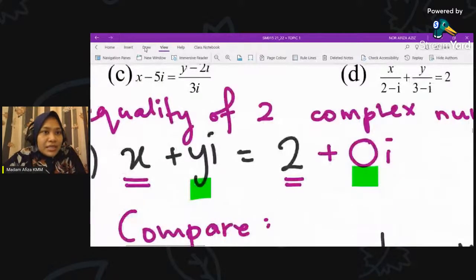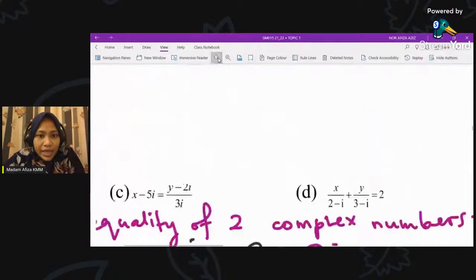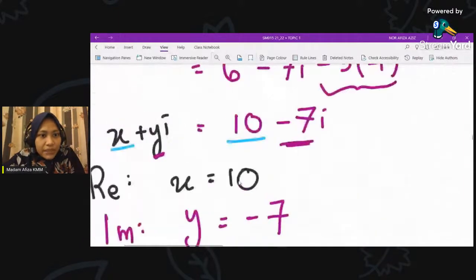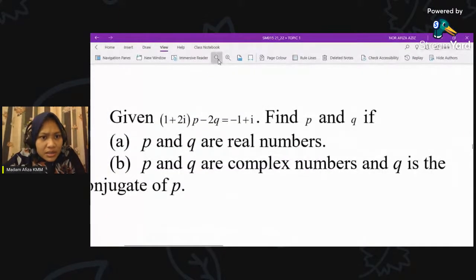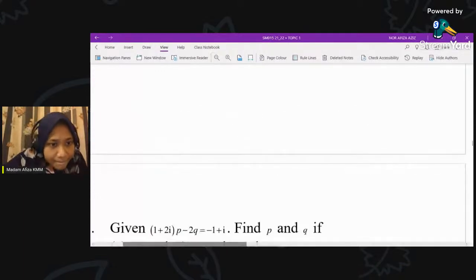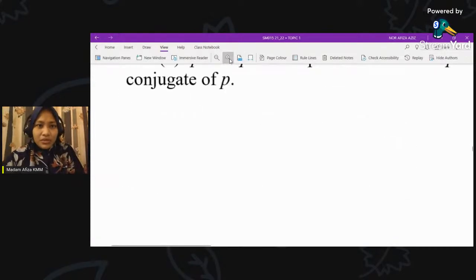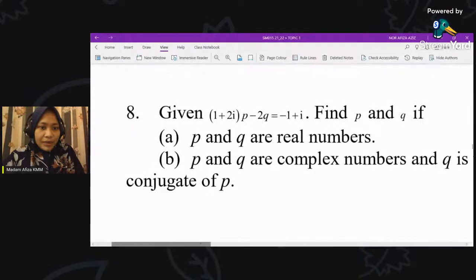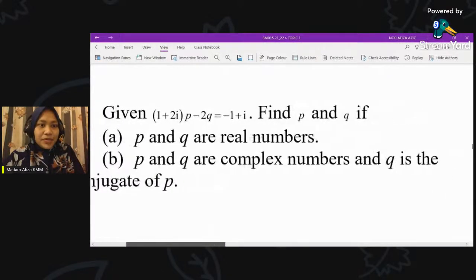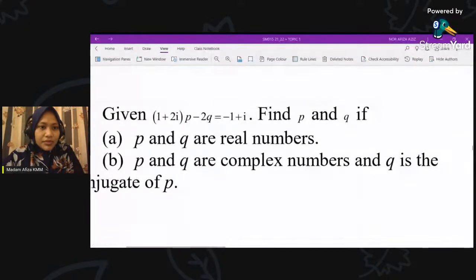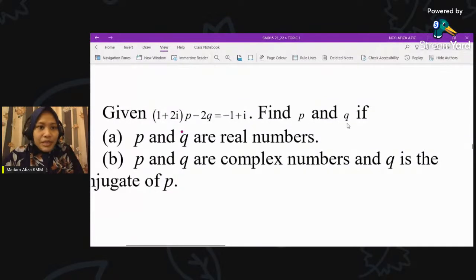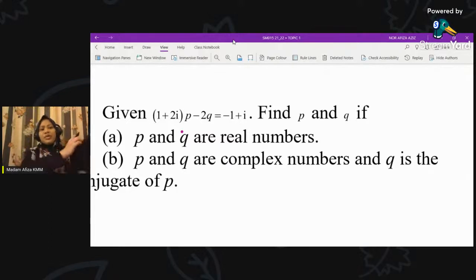Okay, next, let us look at question number 8. So this is a popular question. It has been asked in the actual exam. Given this complex number over here, find p and q if p and q are real numbers. So there are two situations over here.